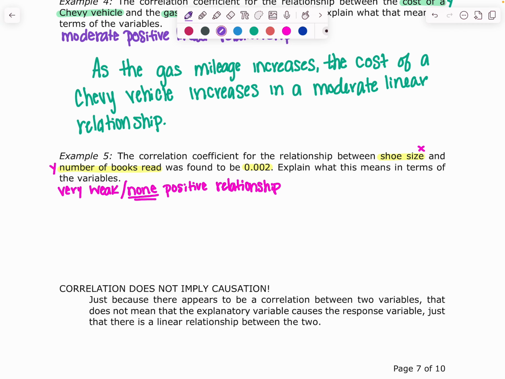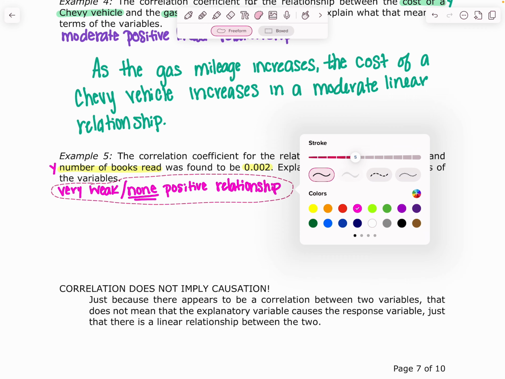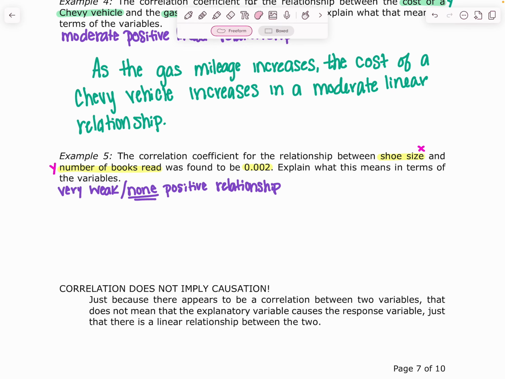I was inconsistent in my colors. Let me fix that real quick. This should have been in purple. There we go. I'm consistent again.